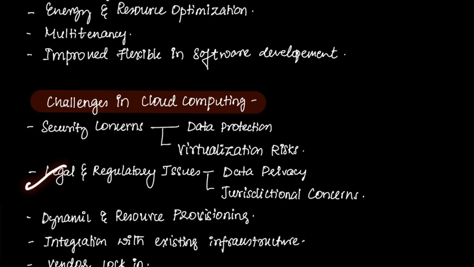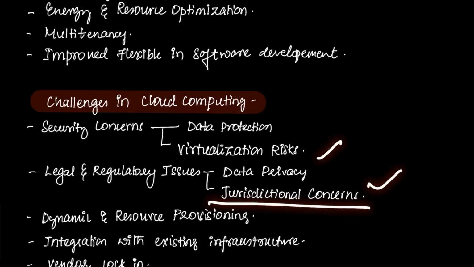Then we have legal and regulatory issues. Data privacy. That is, in some countries, accessing certain data might be allowed, whereas in some countries it is not allowed. So the data privacy varies depending on different geographic locations. Different countries have varying laws about data privacy, right? So again, it is a threat.